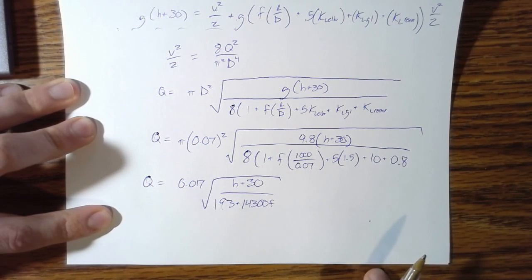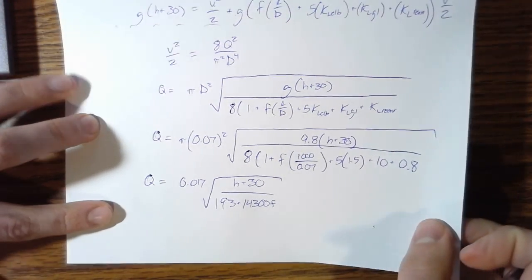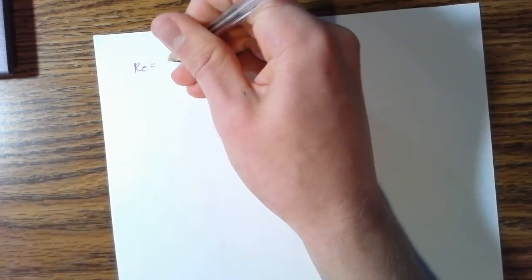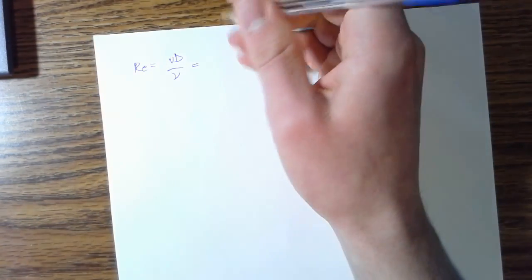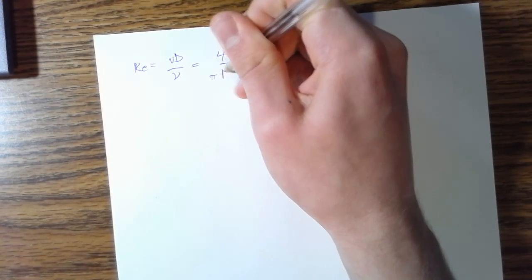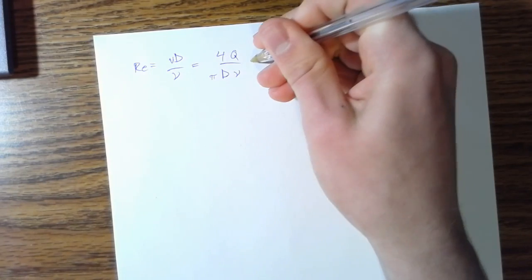There we go. So now we have a function for our Q, but we don't know what our friction factor is. So to get a friction factor, we need a Reynolds number. That's the old problem. So I'm going to flip this over. If you want to write all the work down, there's that. All right. So there are my notes. So Reynolds number, so we can get our value for our friction factor, right? VD over nu, which is the same as 4 times Q over pi times diameter times nu, right? Because that's the value we got for our velocity.